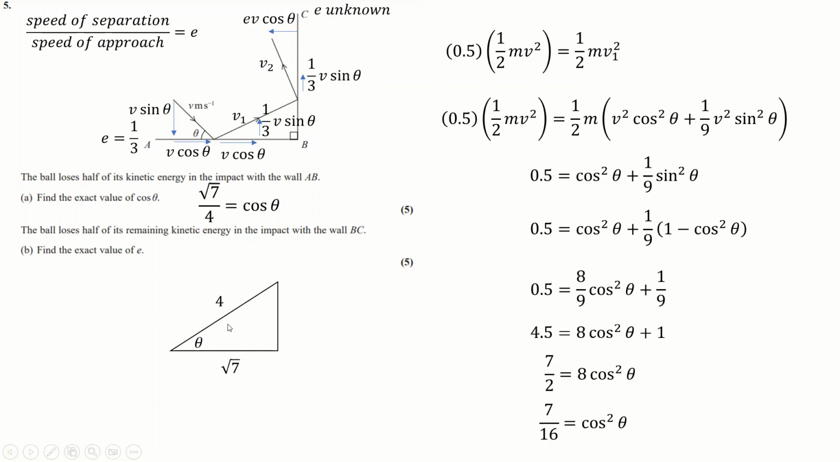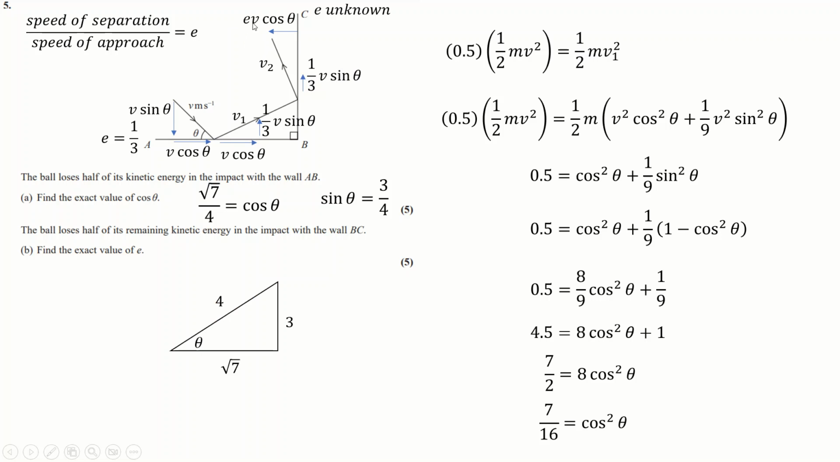If cos of theta is root 7 over 4, that's this triangle here, adjacent over hypotenuse. Do Pythagoras. 16 minus 7 is 9, root of 9 is 3, so sine of theta is 3/4. I think I can work out from there. Which means I can replace those values with, well, this times 3/4 is just a quarter v, and this times root 7 over 4 is root 7 ev over 4.